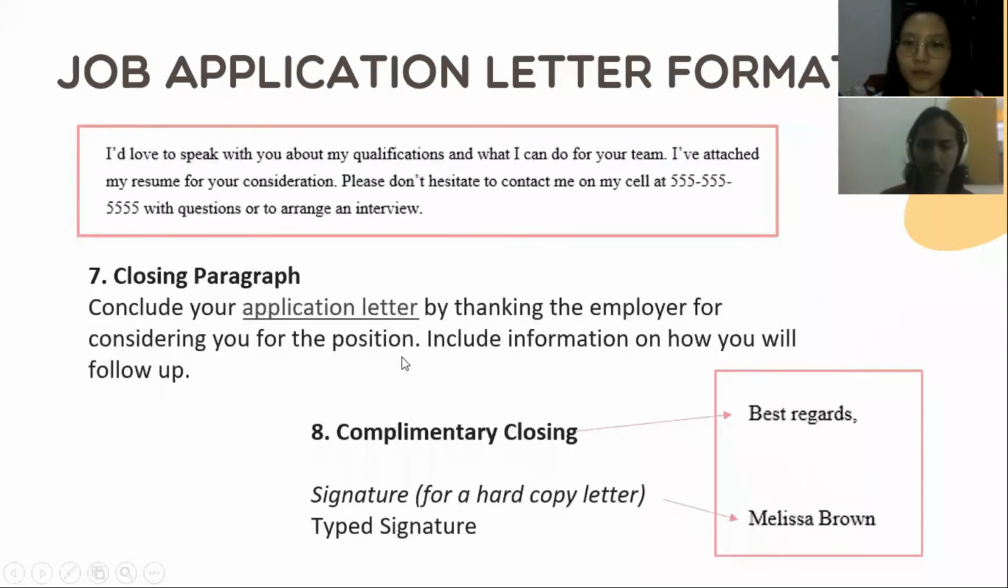Okay, so right after that, you have written yours. So you have greeted the HR, and then you have mentioned what your purpose is in writing the application letter.